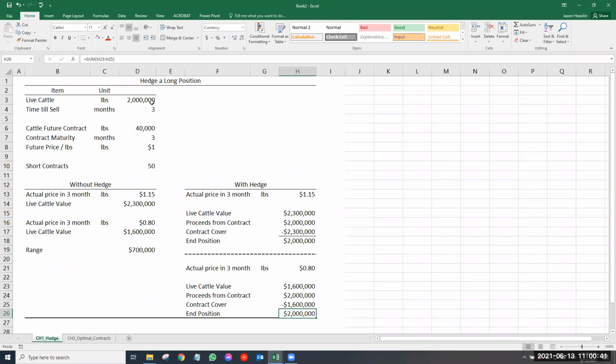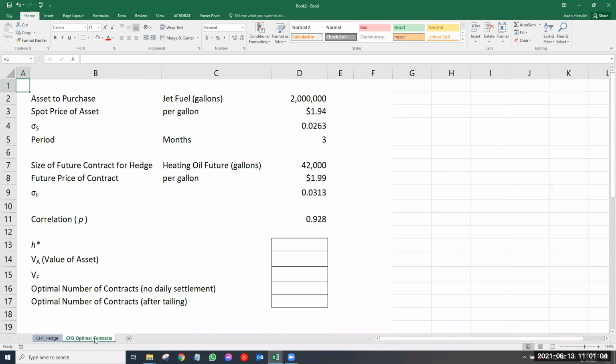Now, in this scenario, we had a perfect situation where the contracts were a whole factor of the cattle. You can divide 2 million by 40,000 and get exactly 50. And they're both at 3 months, and they're both actual cattle. But that's not always the case. Here, let's look at a situation where it's not a direct match.